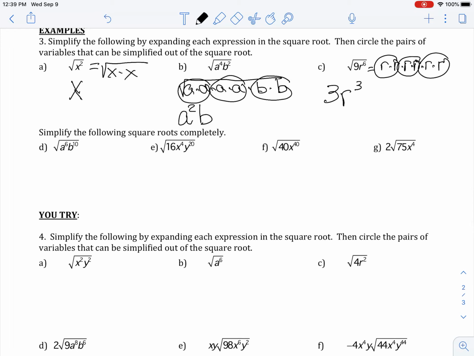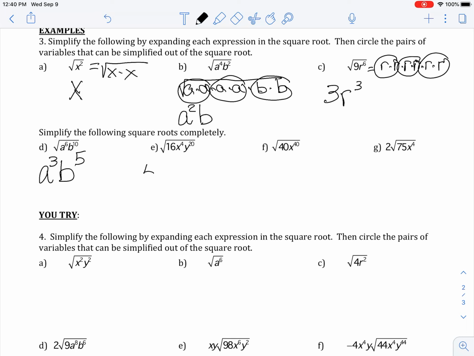D, we have 6, a to the 6th, and b to the 10th. So if we were to write them all out, we are thinking about how many pairs there are in 6 a's and how many pairs there are in 10 b's. Now instead of writing them all out, a shortcut is for you to take that exponent and divide it by 2 because 2 represents a pair. So square root of a to the 6th would be a to the 3rd. Square root of b to the 10th would be b to the 5th. There are 5 pairs of b's when you expand and write out 10.